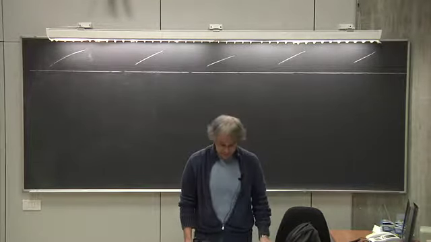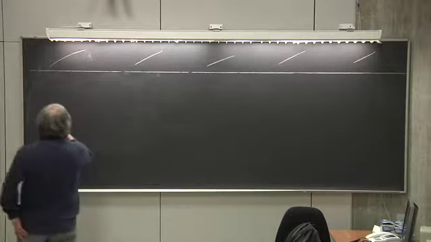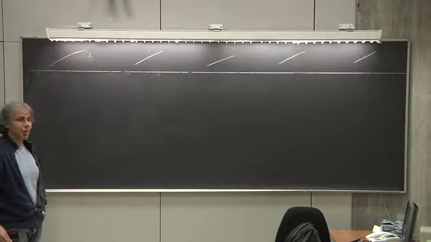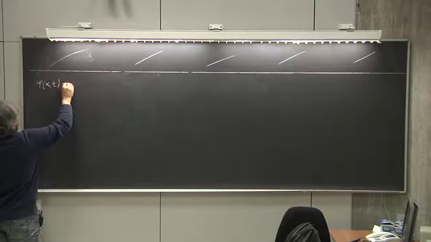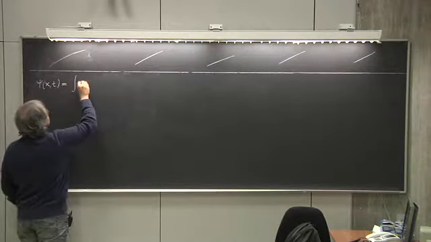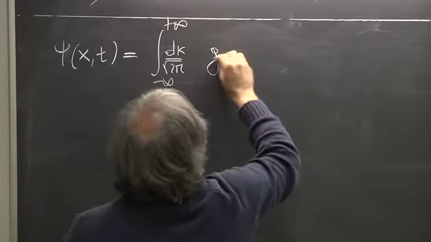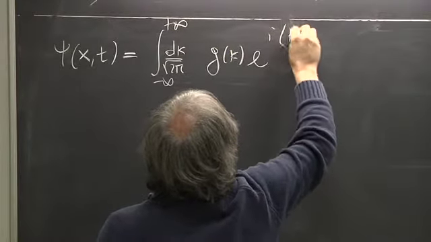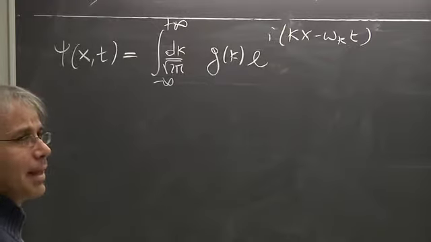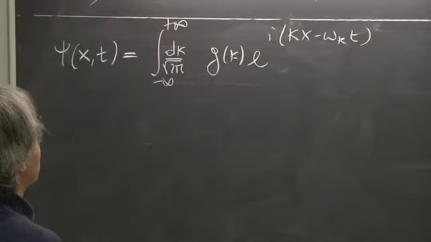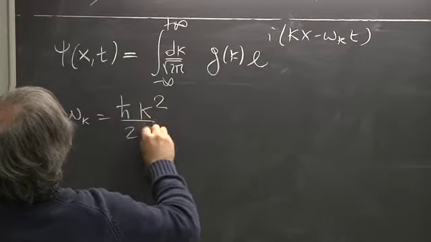Okay, so I summarize what we showed last time. We showed that in order to describe a wave packet, a possible solution of this problem is to write something like this. Where, in order for this to describe really something moving like a non-relativistic particle, omega of k should be h bar k squared over twice the mass, okay?